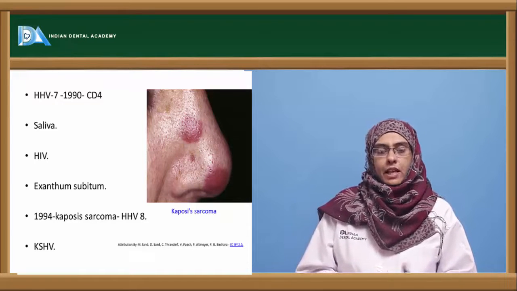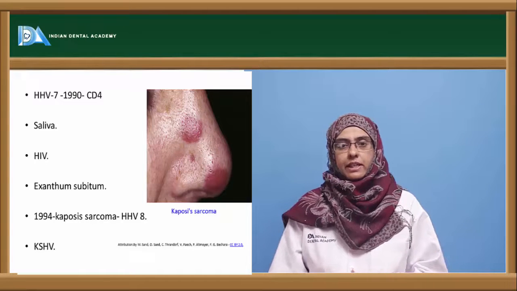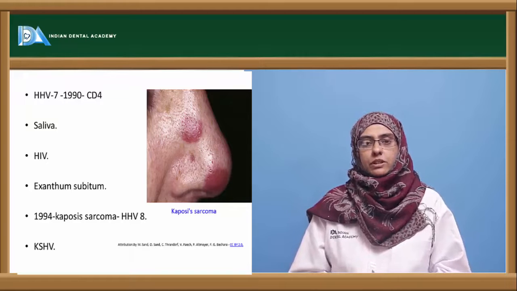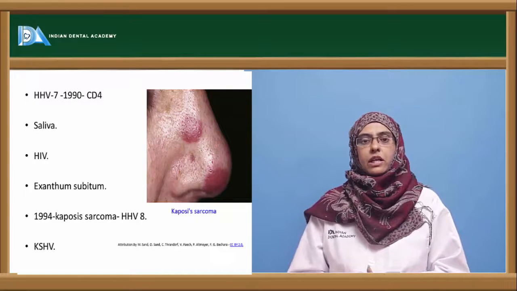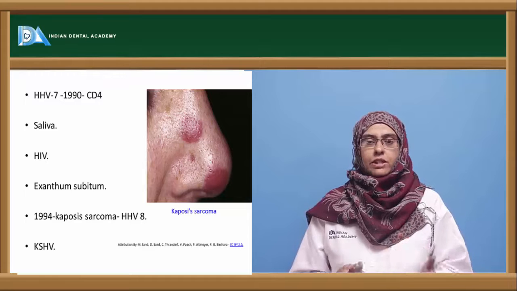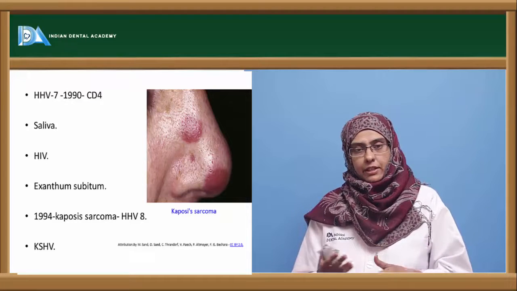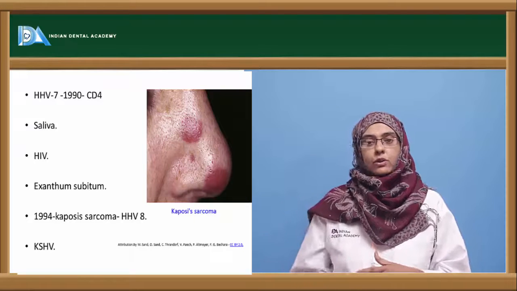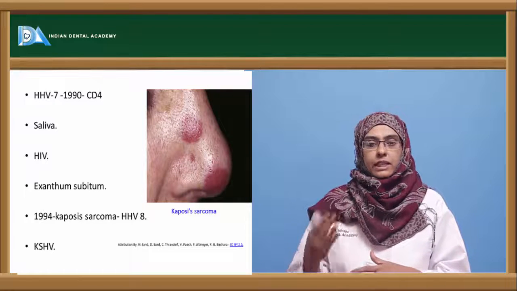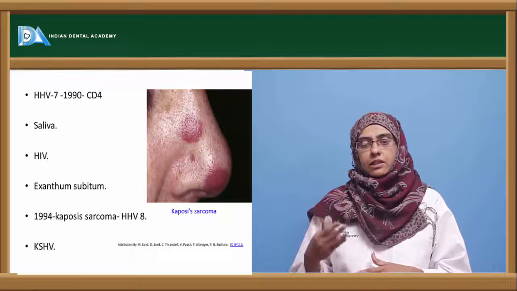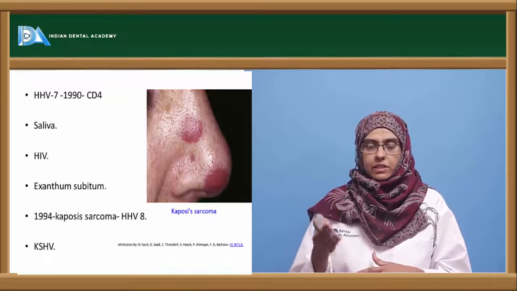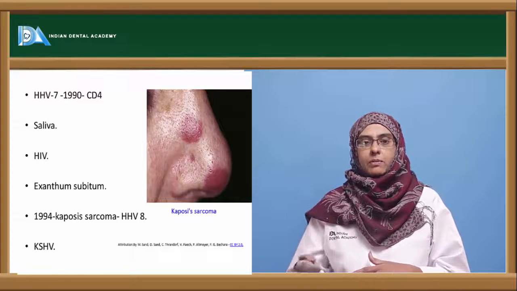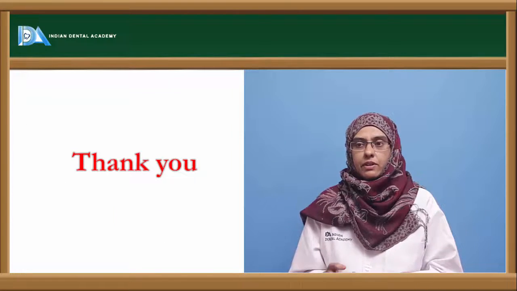And the last virus, herpes virus 8, was isolated in 1994 in Kaposi's sarcoma, which is a complication of the HIV infection. But later on it was found that Kaposi's sarcoma not related to HIV was also found to contain this HHV8 virus, and hence it is called the Kaposi's sarcoma herpes virus. So these are all about the herpes viral infections.